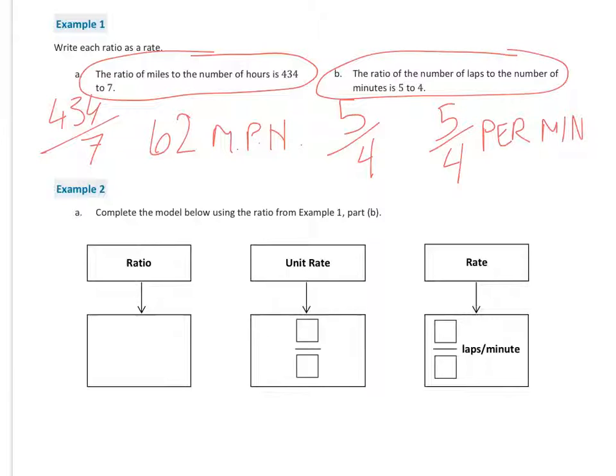All right, let's take a look at example 2. We're going to be using the 5 to 4 ratio. So the ratio, 5 to 4, which means the unit rate is also 5 laps to 4 minutes, which also makes it 5/4 of a lap per minute. So a little bit more than 1 lap every minute. Go ahead and get that down, and then let's keep going.